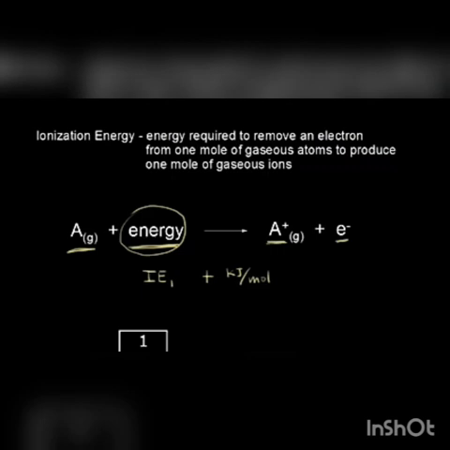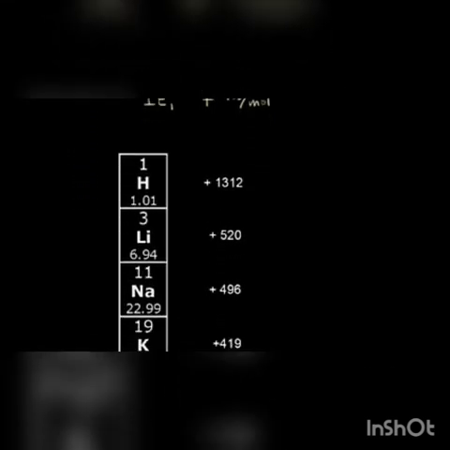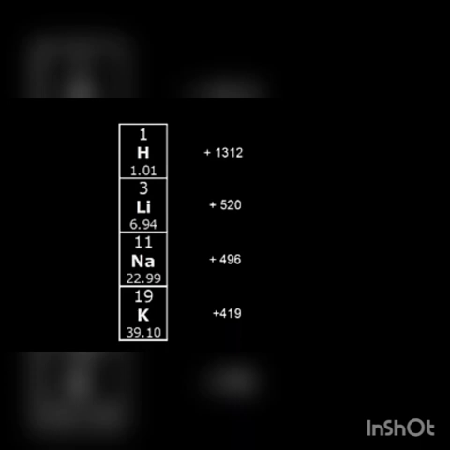Let's look at some actual ionization energies for elements in group 1. And so we can see here some elements in group 1. For hydrogen, it would take 1,312 kilojoules per mole of energy to pull an electron away from hydrogen. For lithium, it would take about 520 kilojoules per mole to take an electron away. And we can see as we go down here, the number decreases. So sodium would be 496, potassium would be 419.